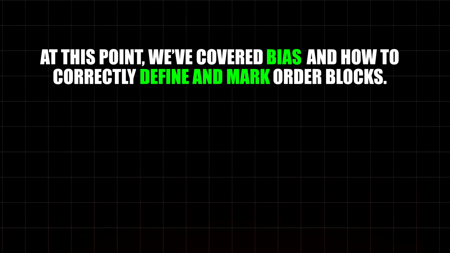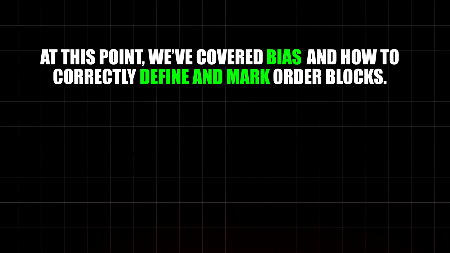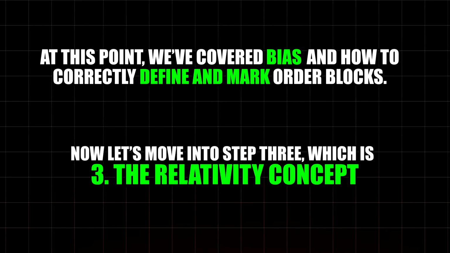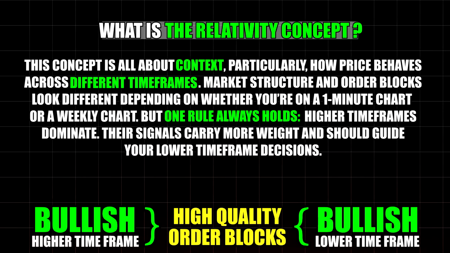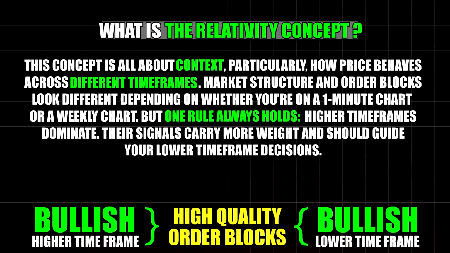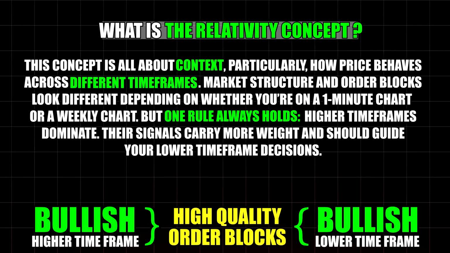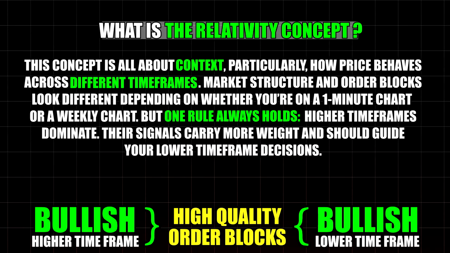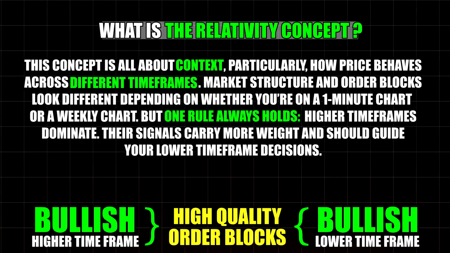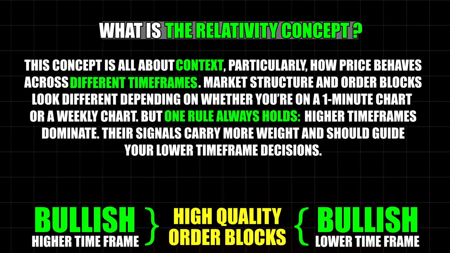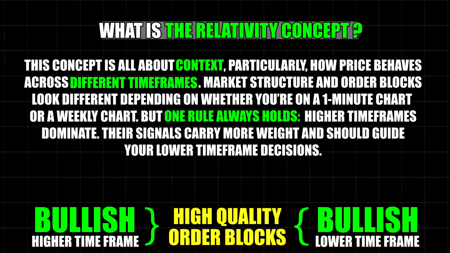At this point, we've covered bias and how to correctly define and mark order blocks. So now let's move into step 3, which is the relativity concept. This concept is all about context, particularly how price behaves across different time frames. Market structure and order blocks look different depending on whether you're on a 1-minute chart or a weekly chart. But one rule always holds. Higher time frames dominate. Their signals carry more weight and should guide your lower time frame decisions.